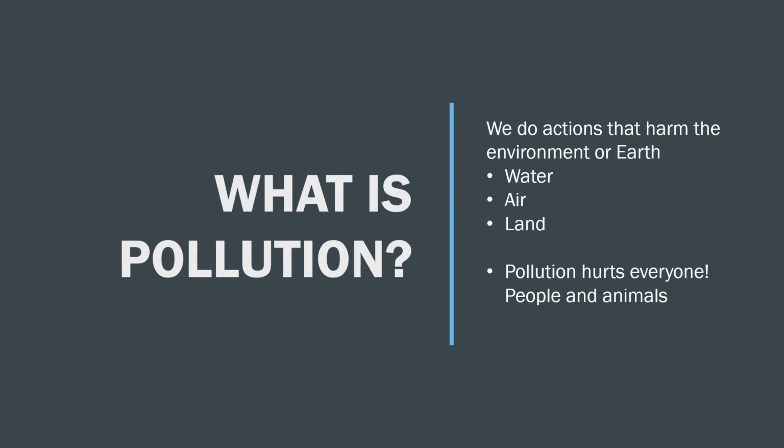What is pollution? So pollution is when we do actions that are harmful or not good for the environment, the place we live on Earth. Okay, so sometimes we as humans do things that are not good for the water that we drink. It's not good for the air that we need to breathe, and it's not good for the land that we live on. These actions are called pollution. These actions are not good things to do because they damage the very important things that we need to live. Pollution hurts everyone. It hurts people and it even hurts animals.